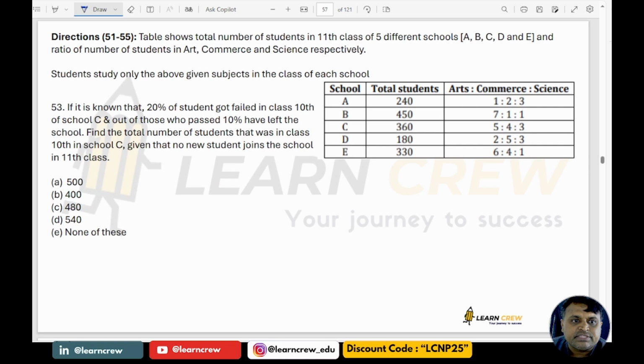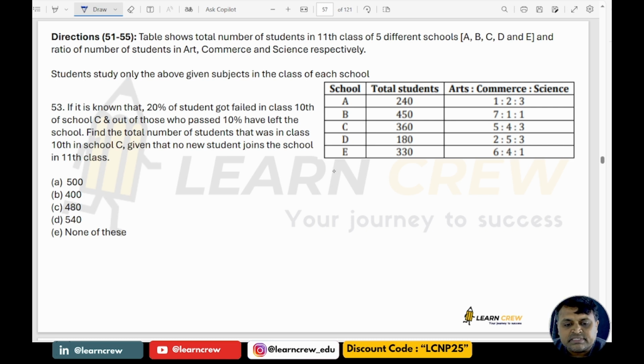Question number 53. It is known that 20% of students failed in class 10 in school C, and out of those who passed, 10% have left the school. Find the total number of students that were in class 10th in school C, given that no student joins the school in 11th class.